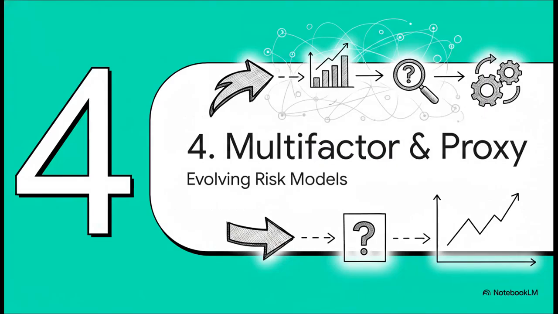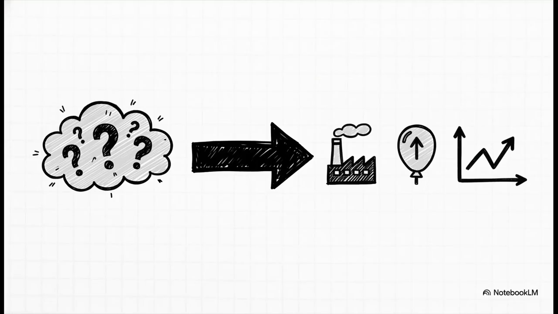All right, section four, multi-factor and proxy models. Now, APM was definitely a breakthrough, but it had one pretty glaring weakness. It never actually defined what those statistical factors were. They were just kind of there.